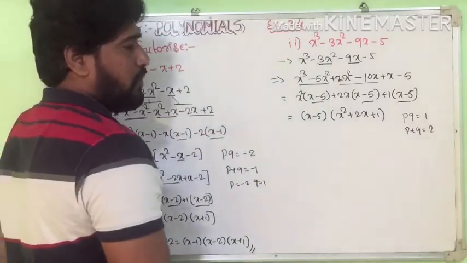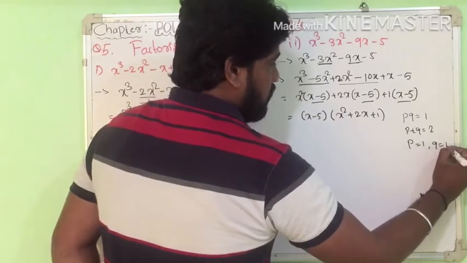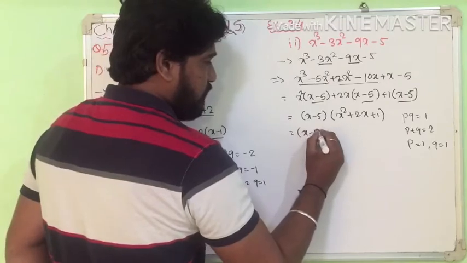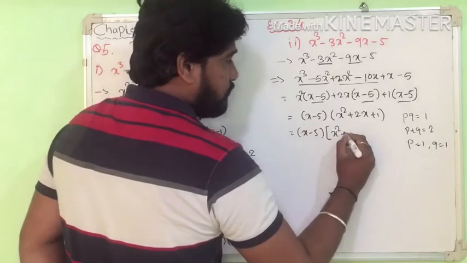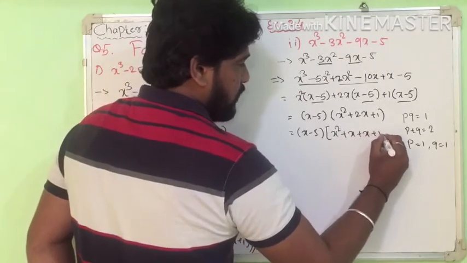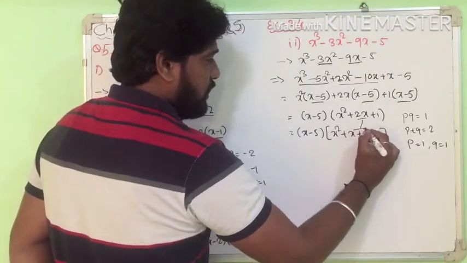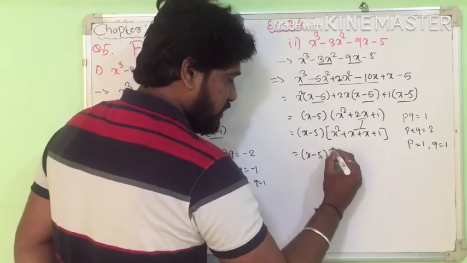So 1 1s are 1, 1 plus 2 is 1. So p is equal to 1, q is equal to 1. So write down x minus 5 in a bracket, x square plus x plus 1, right? 2x. So this one we split like this.